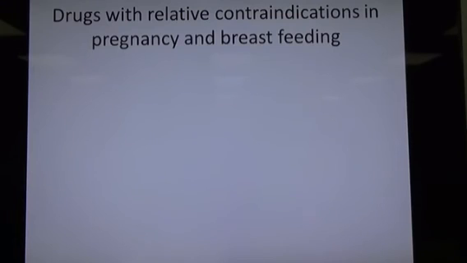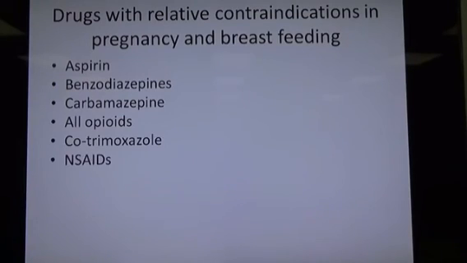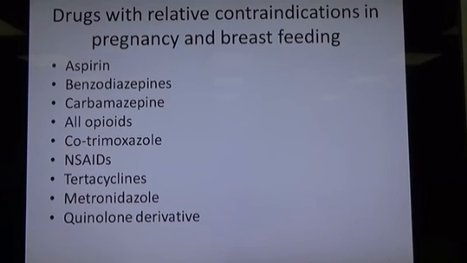Drugs relatively contraindicated in pregnancy and breastfeeding: aspirin, benzodiazepines, carbamazepine, all opioids, cotrimoxazole, all sulfur drugs should be avoided in pregnant females. NSAIDs, tetracycline, metronidazole. Metronidazole in the second trimester, these days they say you can give. But if the patient is pregnant, you can always take consultation with the gynae specialist.